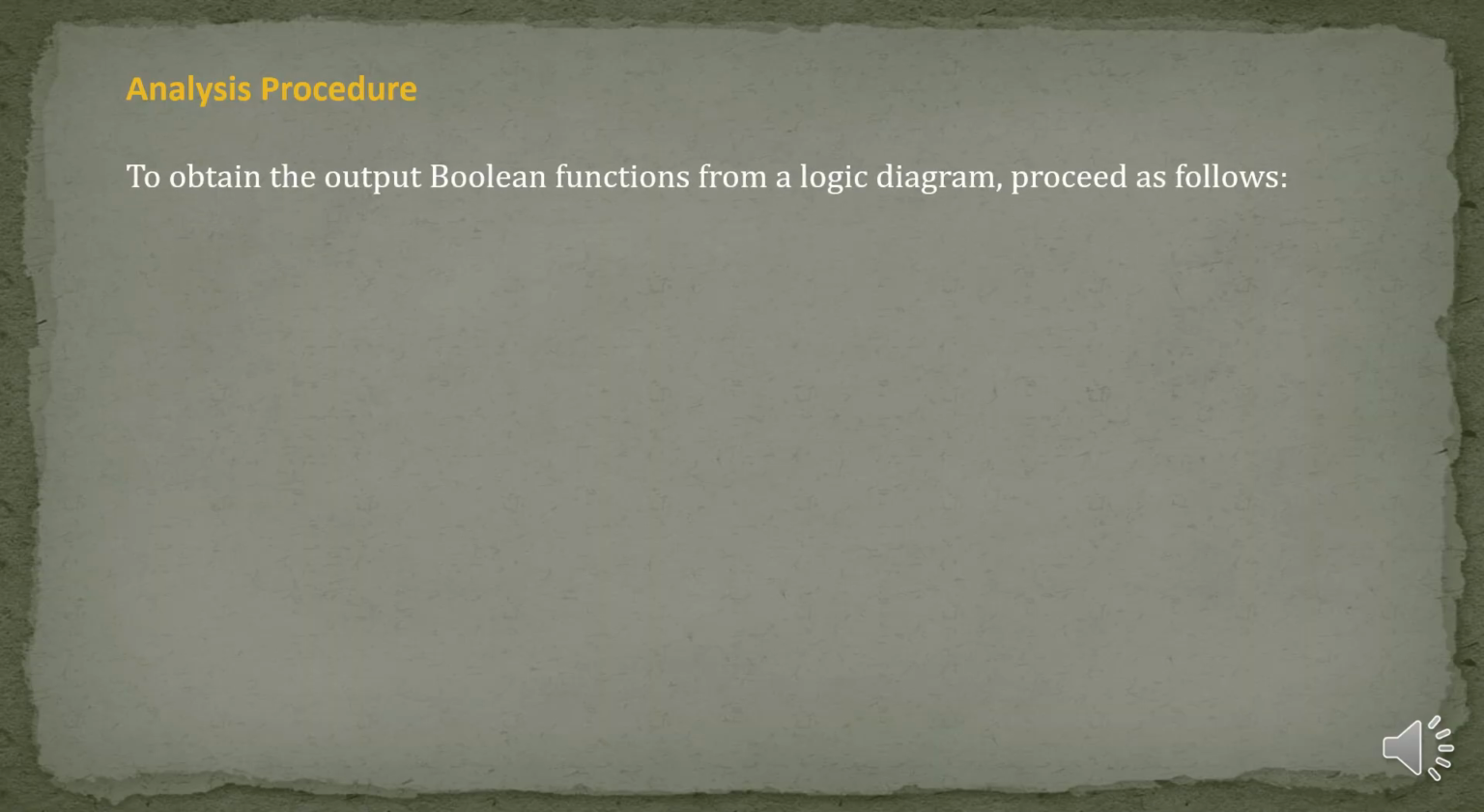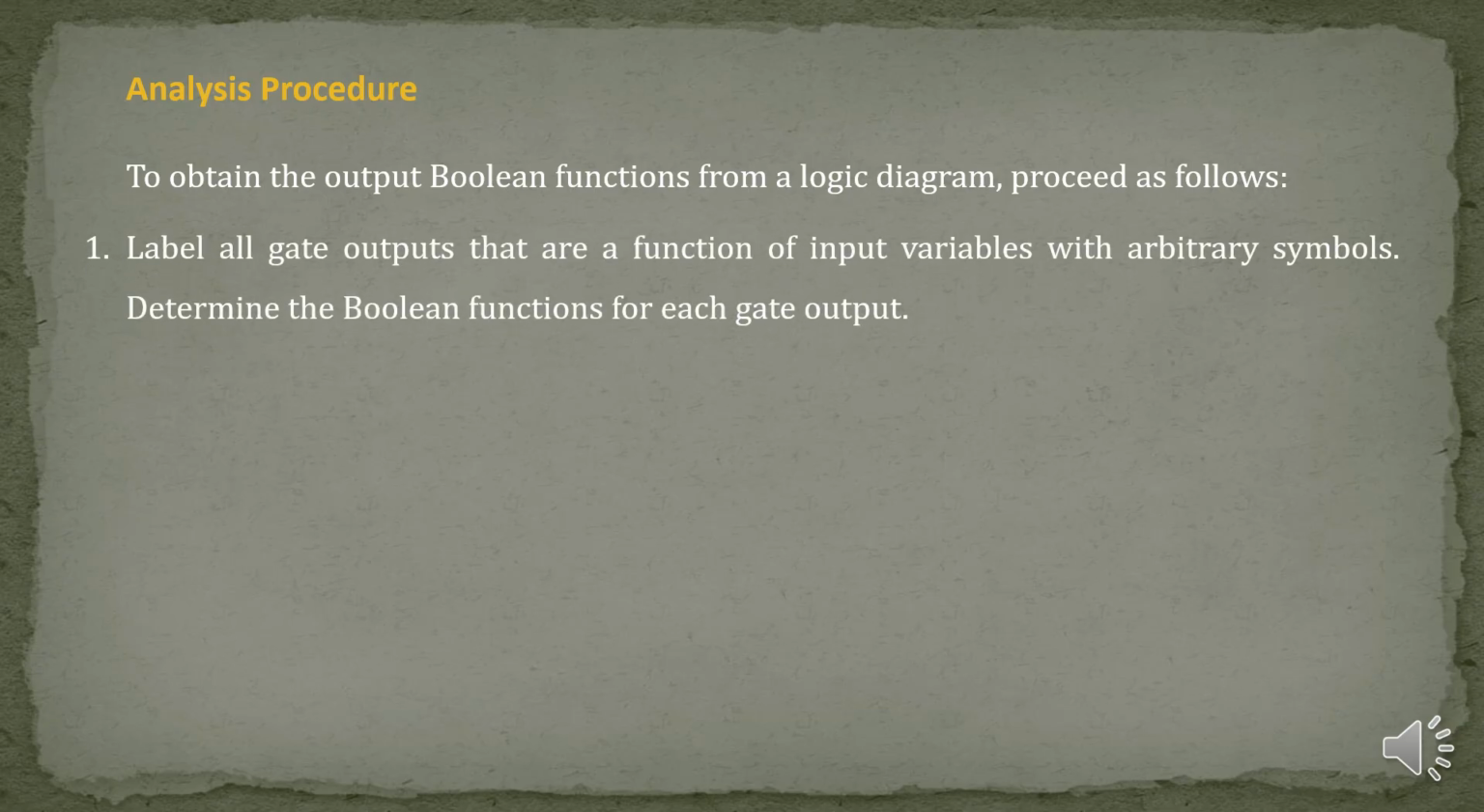Analysis procedure for the combinational circuit. To obtain the output Boolean function for a logic diagram, proceed as follows. First, label all the outputs that are a function of input variables with arbitrary symbols. Determine the Boolean function for each gate output.